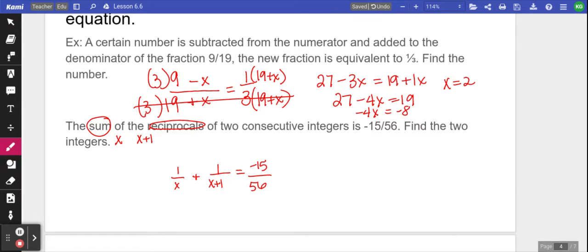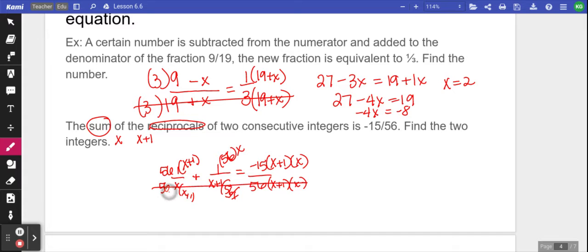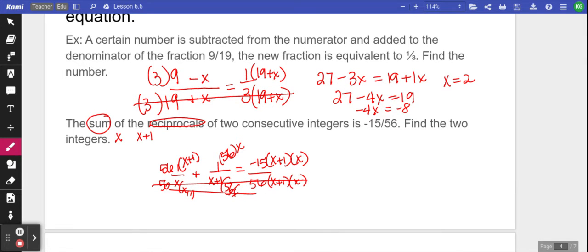So I want to find a common denominator. I want to multiply this one by x plus 1 and by x. Multiply this one by 56 and x plus 1. And multiply this one by 56 and x. So now that all my denominators are the same, I can cross them out.